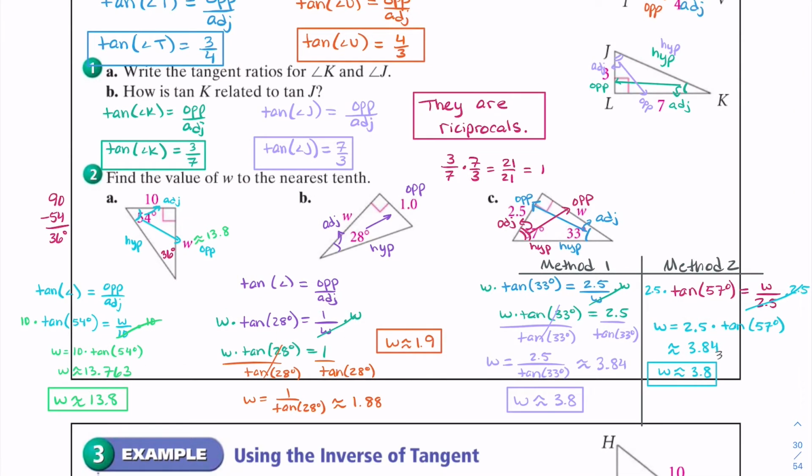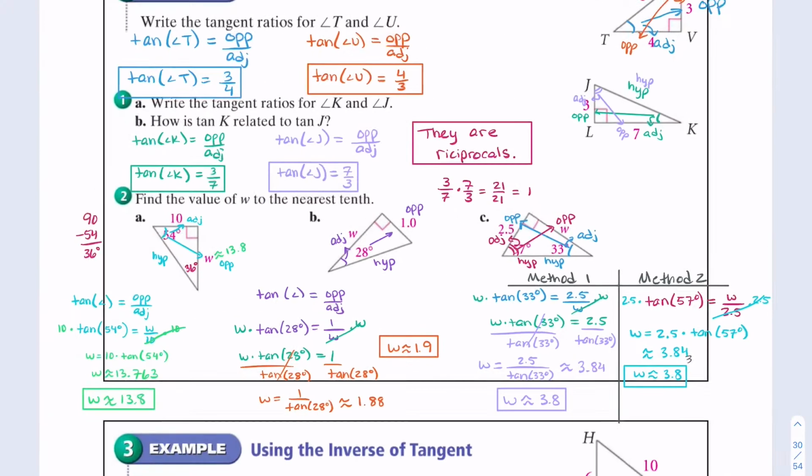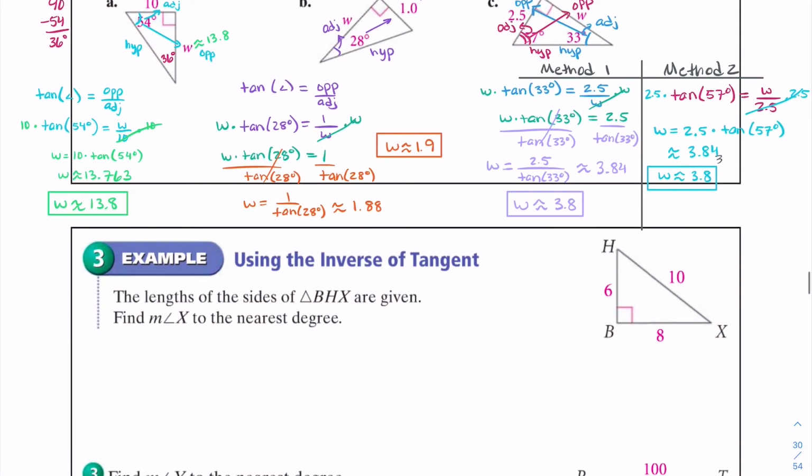So again, there's either method. If you would rather never have to do this multiplication here, if you can get your value in the numerator, use your other angle, and that will work.